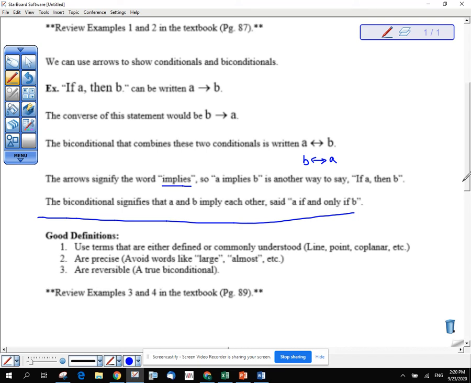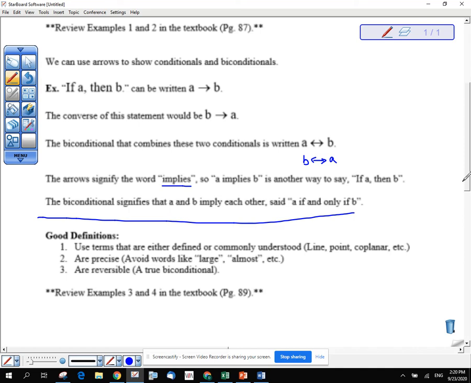So definitions are very important to us, and I will make the bold claim that every definition in our geometry book from section 1.1 to section 12.6 and everything in between is a good definition because they follow these rules. Rule number 1 is it uses terms that are either defined or commonly understood. Okay, so things that we already have a definition for, or things that are plain speak. 2, they are precise, meaning they avoid words like large or almost.